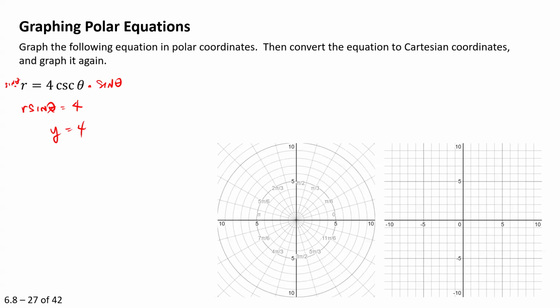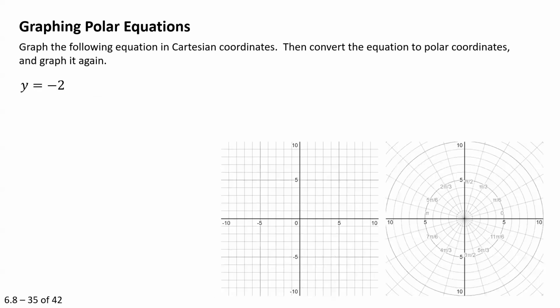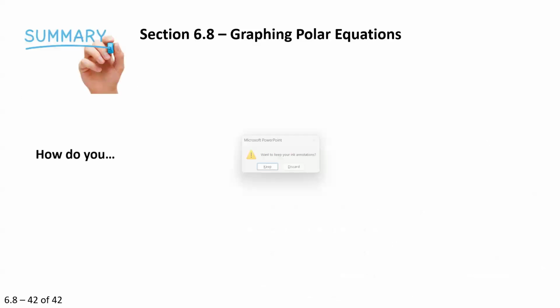What do you think secant would give us for secant theta? Not y equals 4, but x equals 4. So secant and cosecant in polar coordinates become straight lines, horizontal or vertical. So this would be x equals -3 for this next one. Okay, I think that's pretty much as far as we need to go there.